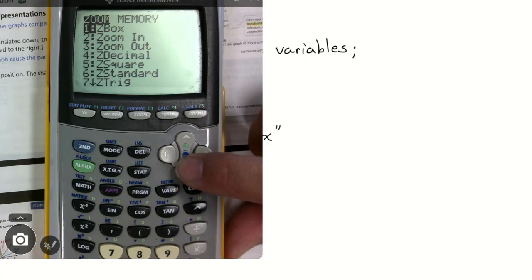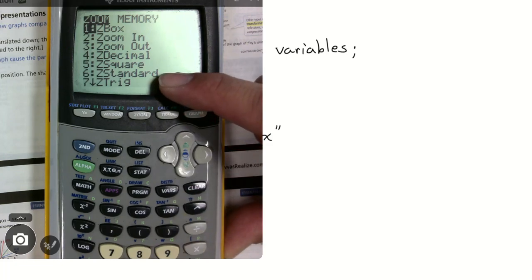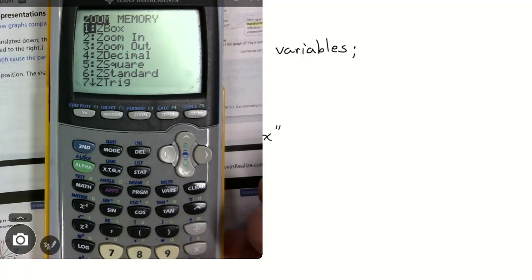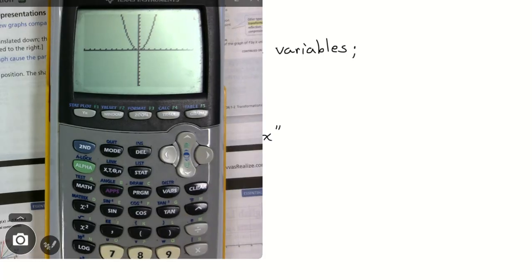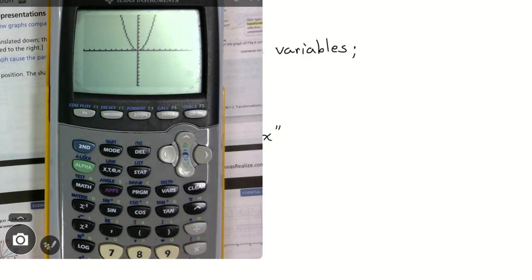Now, most of the time, standard will work for us, at least in the beginning, but eventually we'll use a different one. But just in case, I'm going to go zoom, and I'm going to hit 6 to get standard. This gives me -10 to 10 on both axes. So that's like the regular standard graphing scale that we would use.